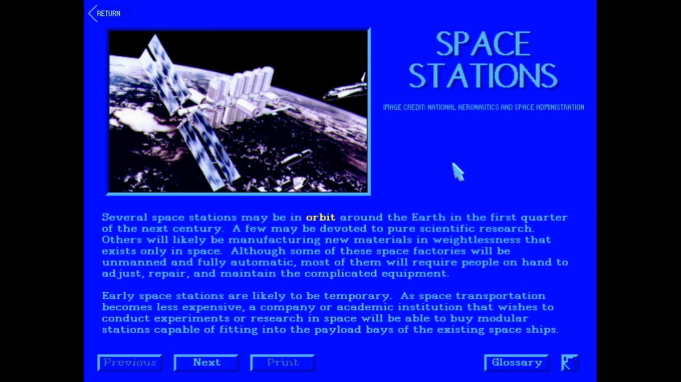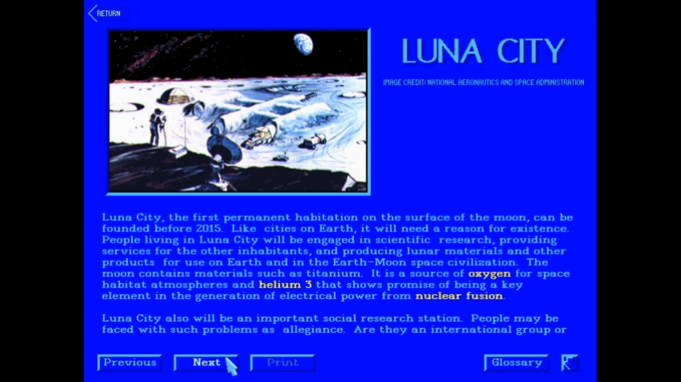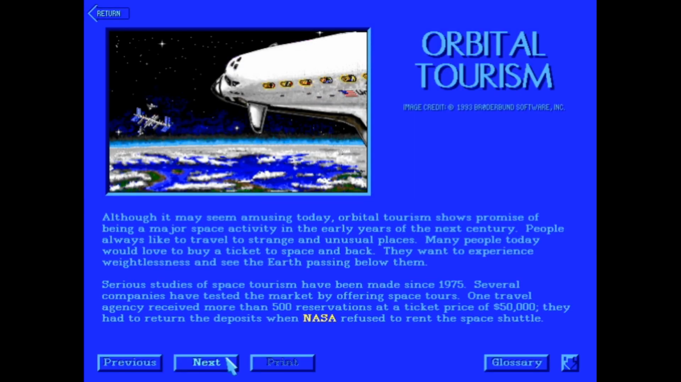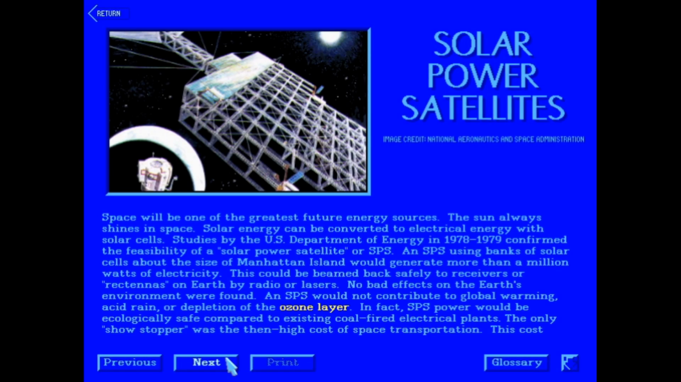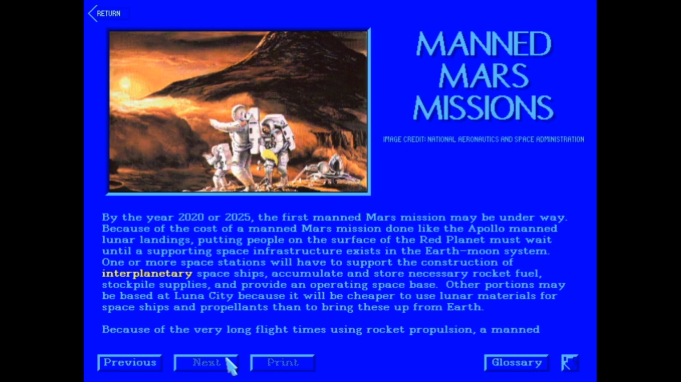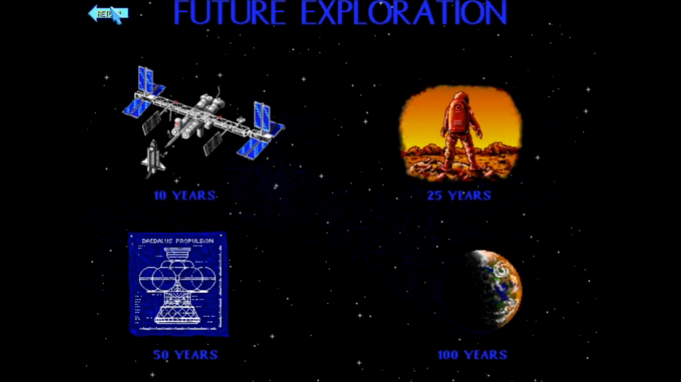What about 25 years? Yeah, not many space stations went around Earth. Luna City also didn't happen. Orbital tourism, not yet. Solar power satellites, yeah, this one they got correct. L5 habitat, I don't think so. And manned Mars missions by 2020 or 2025. Tough luck. So we were big optimists, as you can see, in the 90s.